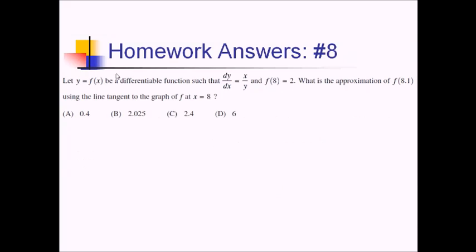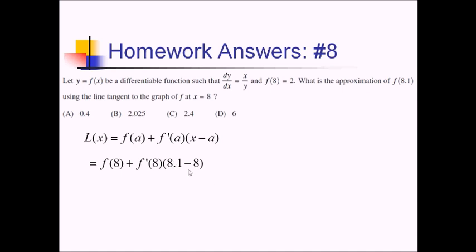For this problem, we're given some differentiable function f whose derivative is x over y, and we're told that f of 8 is 2. Based off of this, we want f of 8.1's approximation using a tangent line from x equals 8. So for this, we'll start with our tangent line approximation formula. That's L of x equals f of a plus f prime of a times x minus a. And specifically, since a is 8 in this problem, that's our launching off point for our tangent line, we can write this as f of 8 plus f prime of 8 times x minus 8.